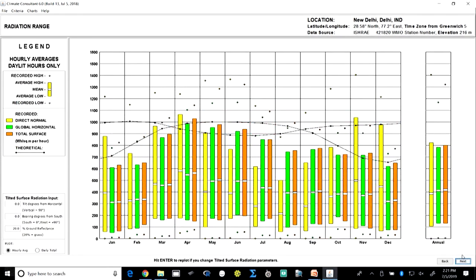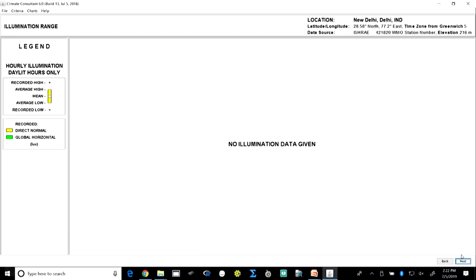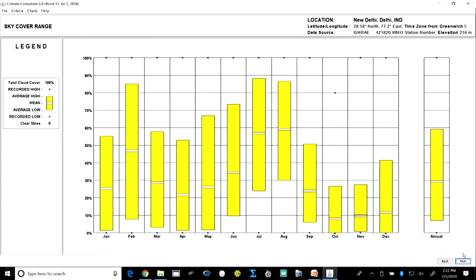Then we are looking at the hourly average daylit hours. So, we are looking at the lit hours which are receiving the direct normal, global horizontal and the total surface which is being lit. This is giving the variation for the high, mean and low, how it is varying for a month, and this is the theoretical availability of the daylight throughout each month, throughout the year. So, illumination data for New Delhi is not available in the weather data file. If we had, we would have that as well.